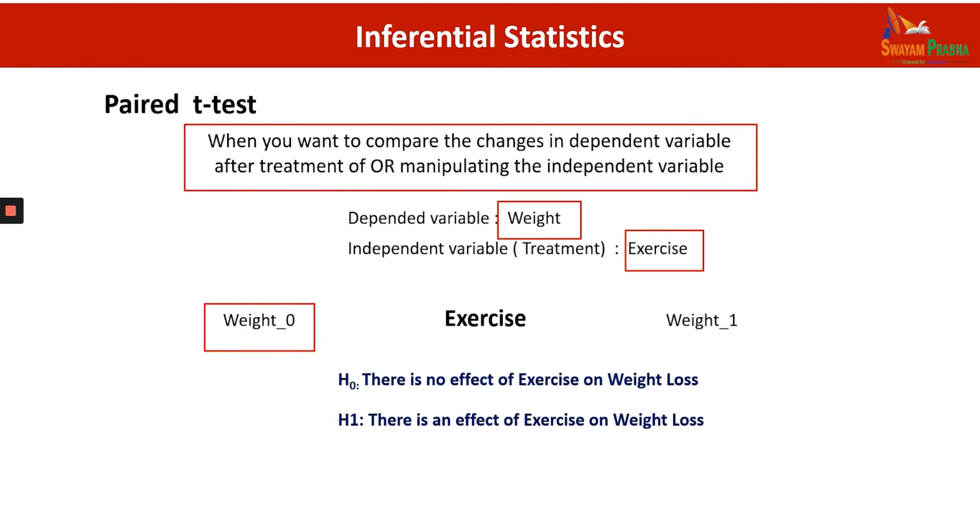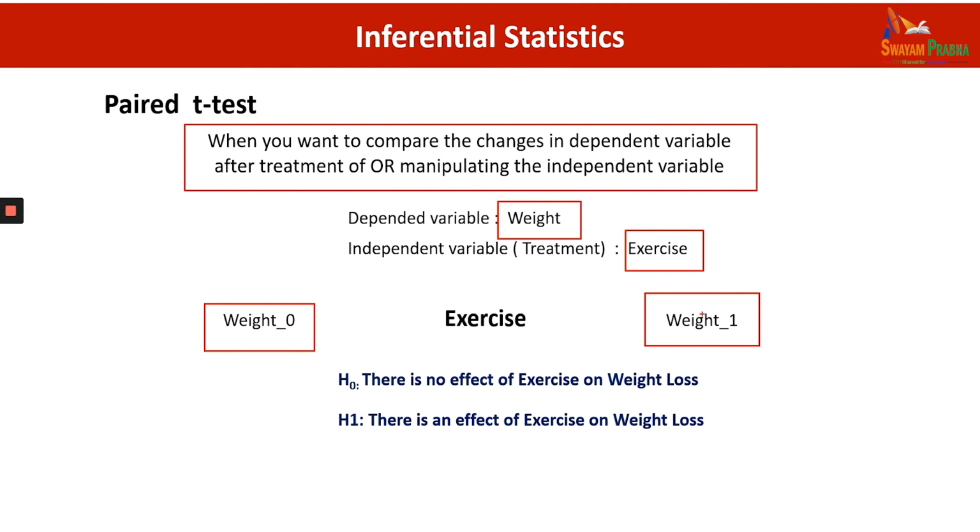Then they were put to an exercise, let us say for 1 week or 1 month, and after that we again measured the weight of that very group. So now we are measuring the same variable at two different time intervals: at the beginning of our experiment and after conducting the experiment, or after this treatment or manipulation of our independent variable.